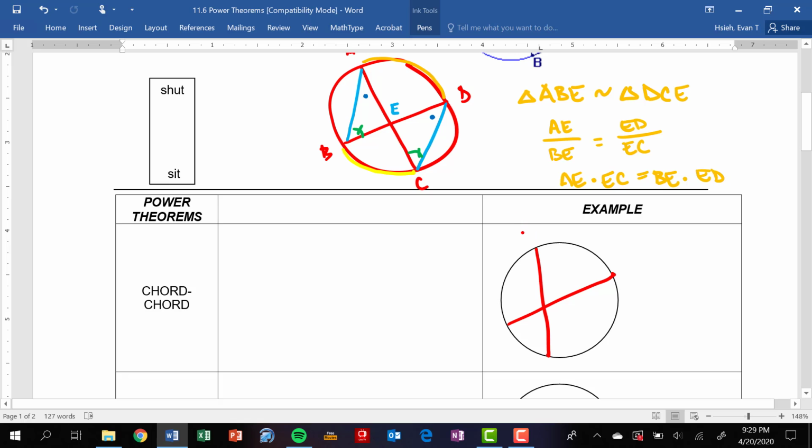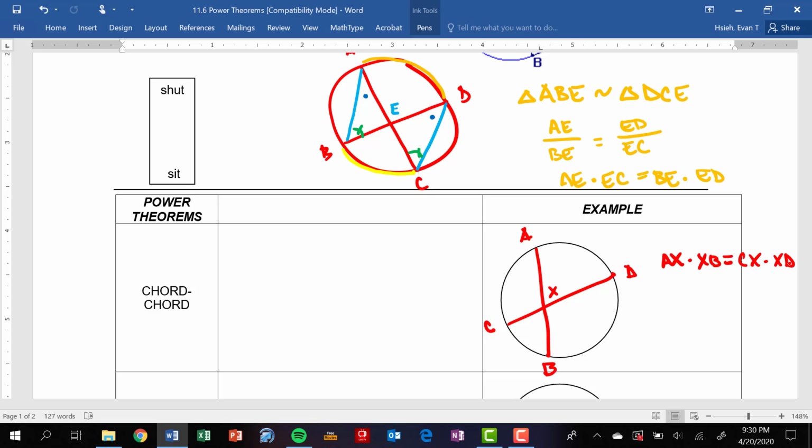And I'm just going to give it some letters here. A, C, B, D. Let's call this X down the middle. And the pattern ends up being AX times XB equals CX times XD. And that's going to be the general pattern there. So AX times XB equals CX times XD.